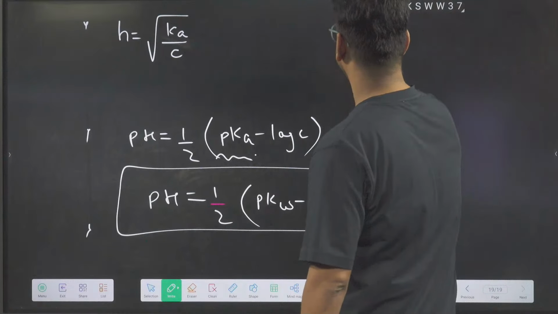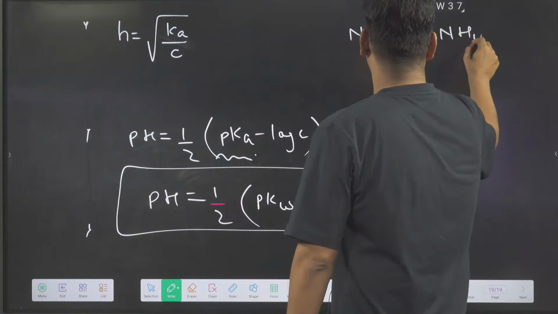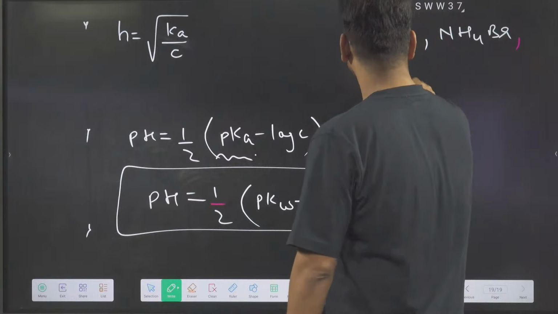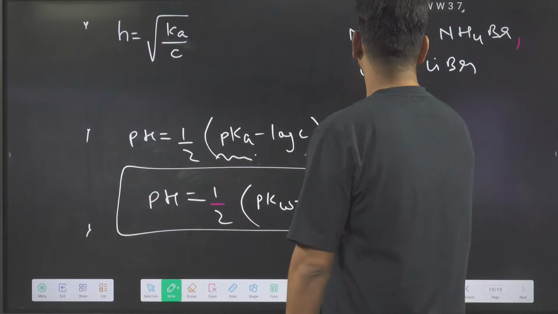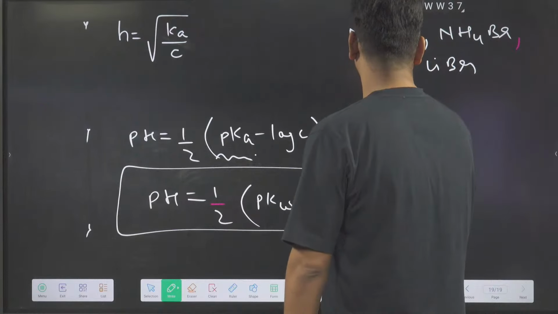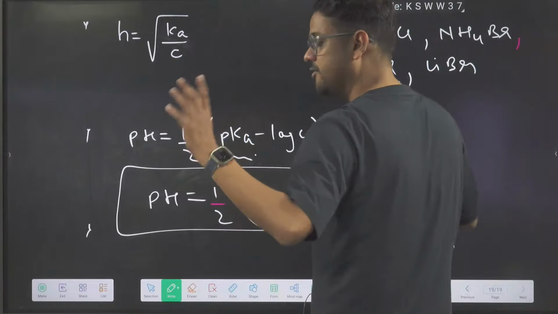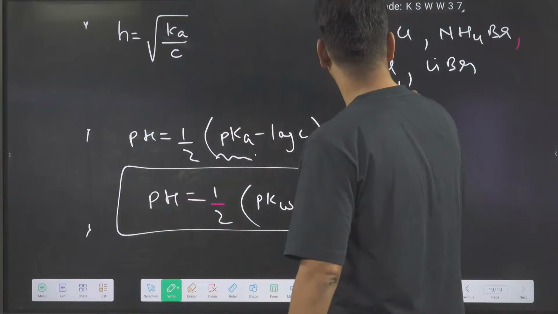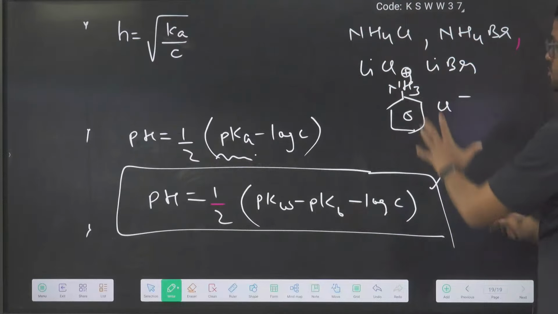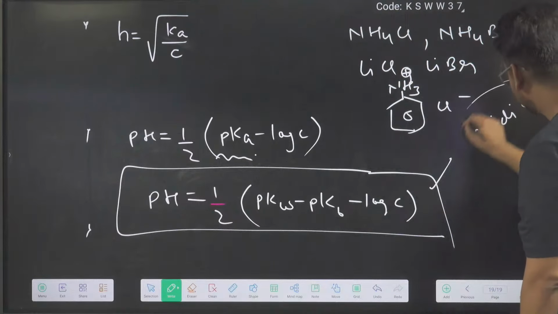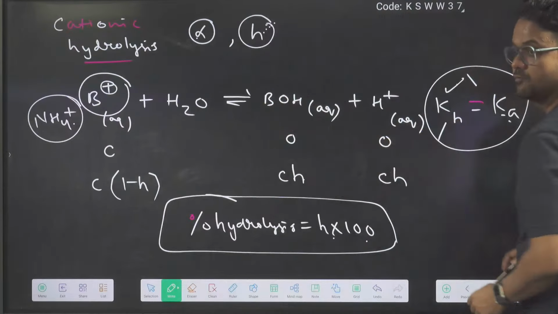Only cationic hydrolysis, no anionic. For example NH4Cl, NH4Br, LiCl, LiBr, pyridine, anilinium bromide, and anilinium chloride. Someone asked, even if you have a group 2 case, you will only consider the first step. All these salt solutions will be acidic in nature because of the hydrolysis of the cation.